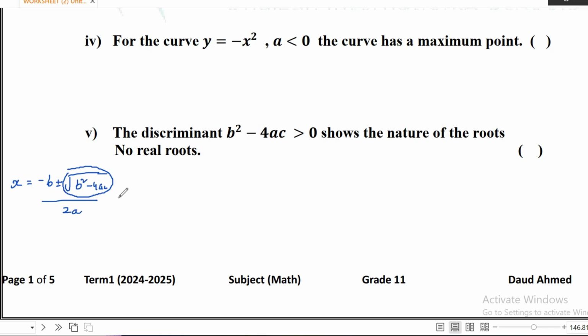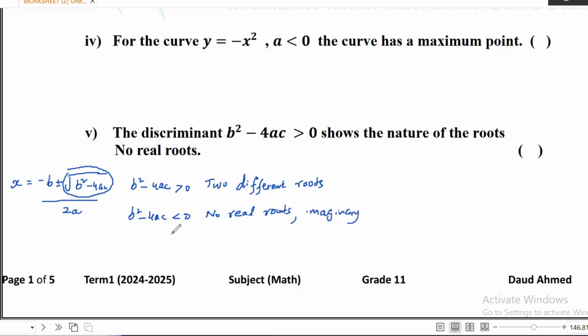No real roots can be only if the discriminant is less than 0. So remember, if b square minus 4ac is greater than 0, then two different, distinct roots. If b square minus 4ac is less than 0, then no real roots, or we can say imaginary. If b square minus 4ac is equal to 0, we have repeated roots or equal roots.